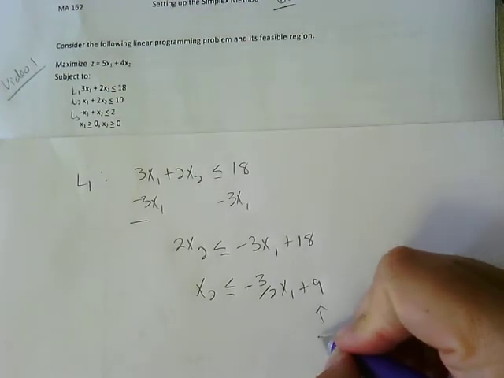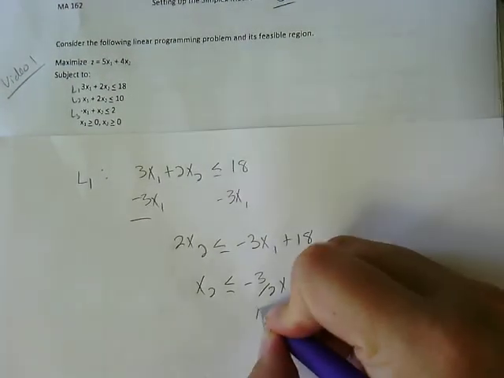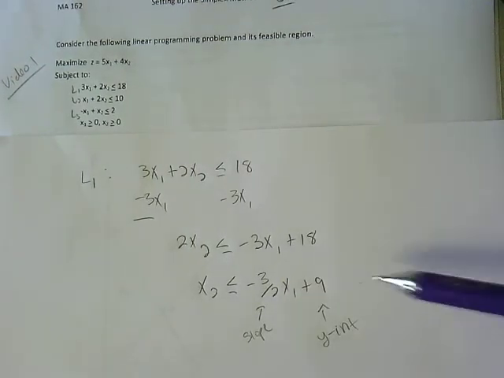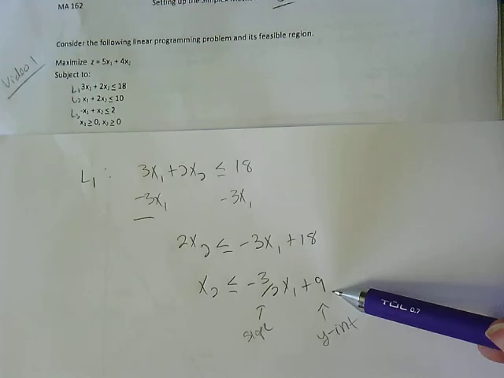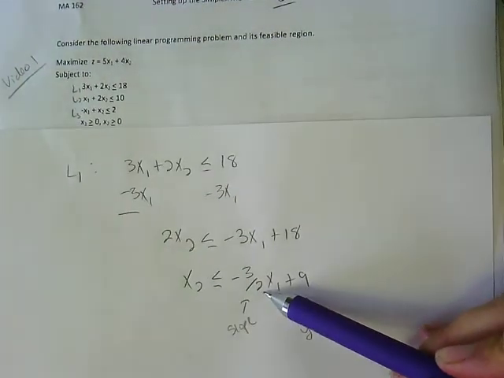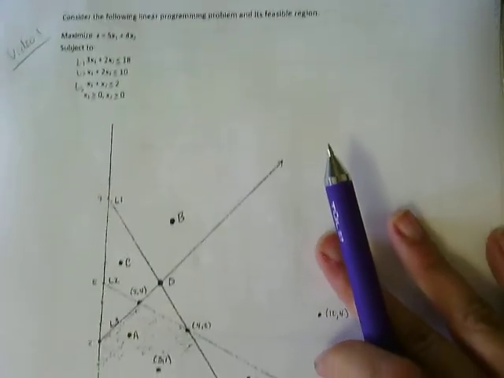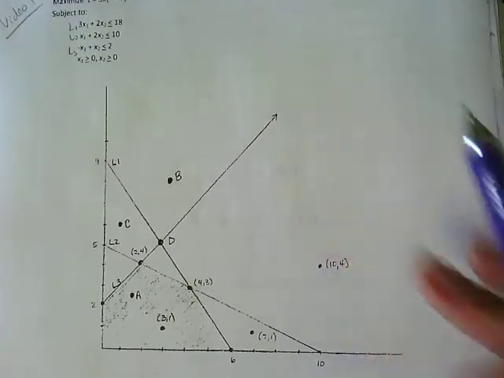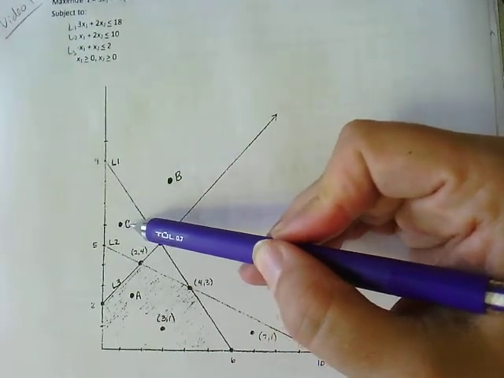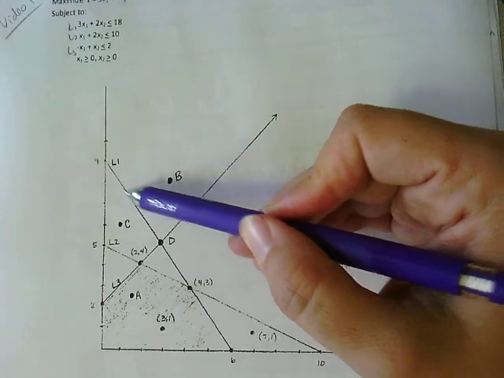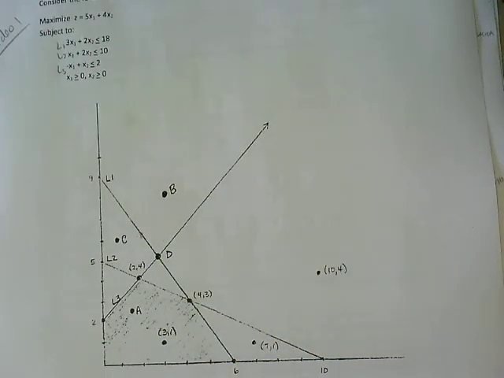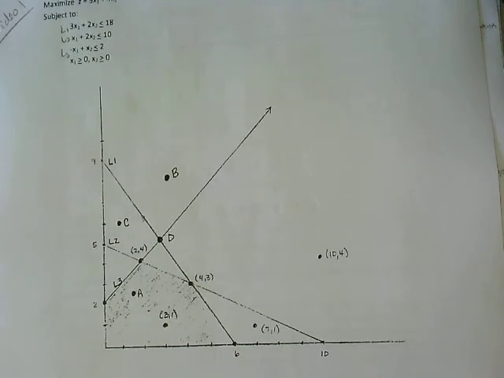Now, the reason that I like to do it this way is because now I have my y-intercept and I have my slope for that line. That tells me my y-intercept is at 9, so I'm going to go to my y-axis and plot a point at 9. It also tells me that my slope is negative 3 over 2. So if I want to get to the next point on this line, I go down 3, right 2. And that should put me here. Alright, and I could draw a straight line through there.